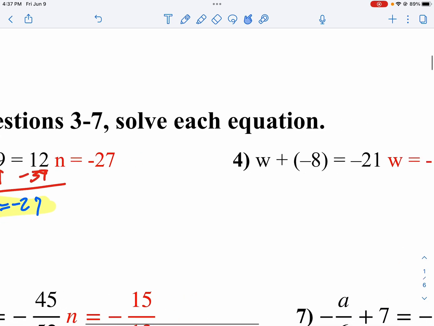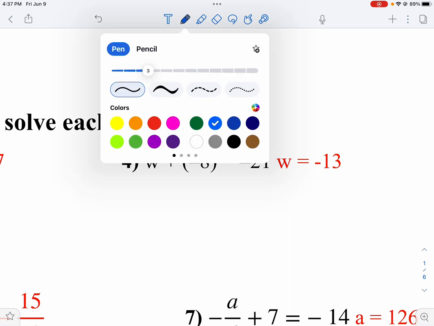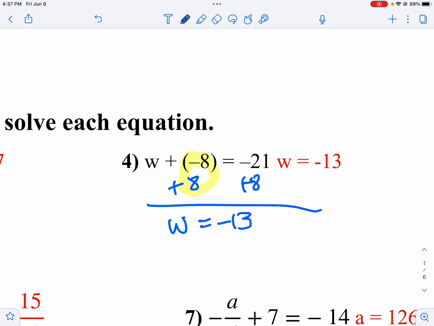If you take a look at number 4, the fact that it's in parentheses just means it's negative. That's all it means. So what's the opposite of a negative? It'd be a positive. So we're going to add 8 to both sides. The negative 8's reduce, or make 0. W equals negative 13 is the correct answer there.